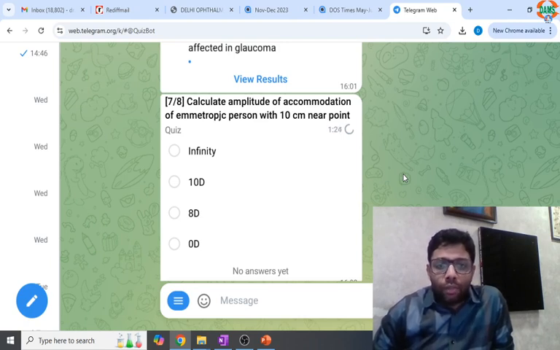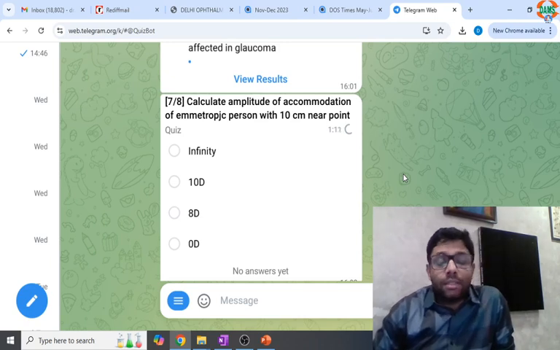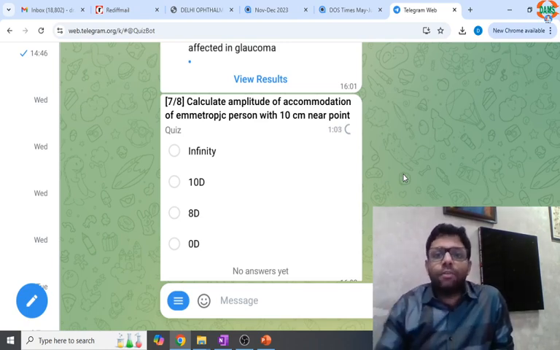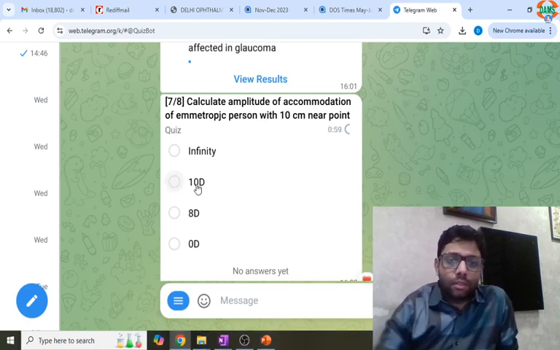And if you convert 10 centimeter near point, always remember distance to diopter you have to reverse. So 10 centimeter means 10 by 100 meter. Meter to diopter, diopter to meter, just reverse. So 10 by 100 meter means 100 by 10 diopters. So 10 diopters is the near point of accommodation. As I told you, amplitude is near point of accommodation minus far point of accommodation. So 10 diopter minus 0 is 10 diopter is the answer.